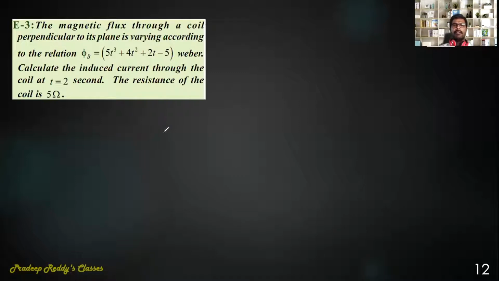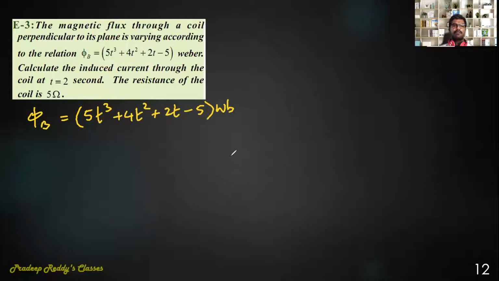Students, the magnetic flux through a coil perpendicular to its plane is varying according to the relation phi B is equal to 5t cube plus 4t square plus 2t minus 5 Weber. Weber is the unit of magnetic flux. Calculate the induced current through the coil at time t is equal to 2 seconds. The resistance of the coil is given as 5 ohm. What is the equation for induced current?